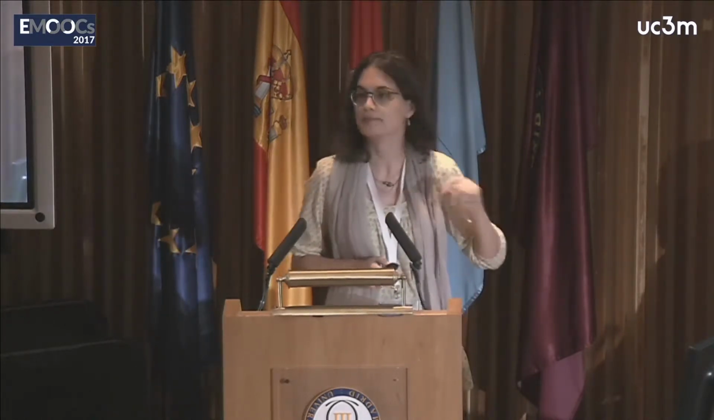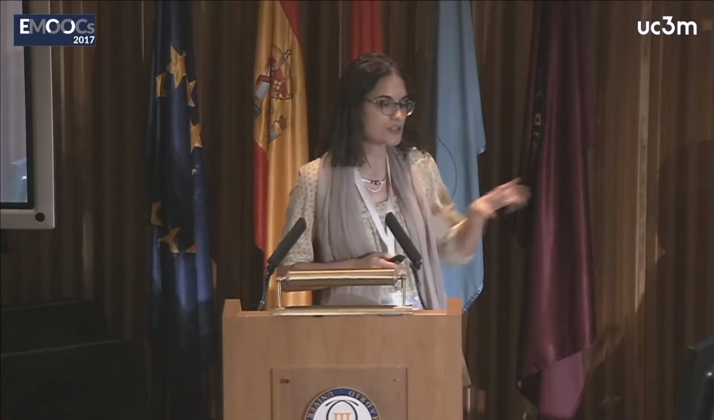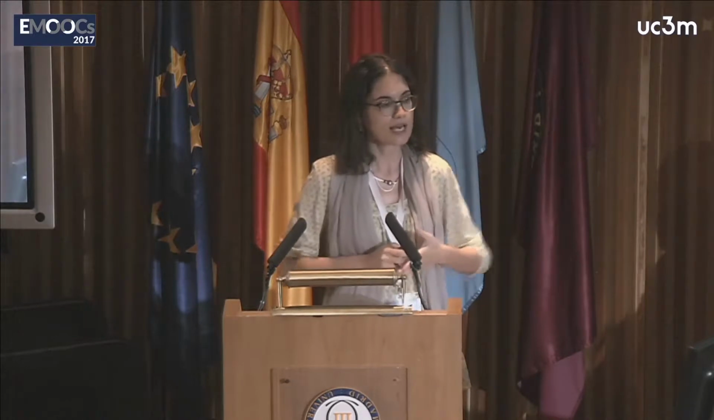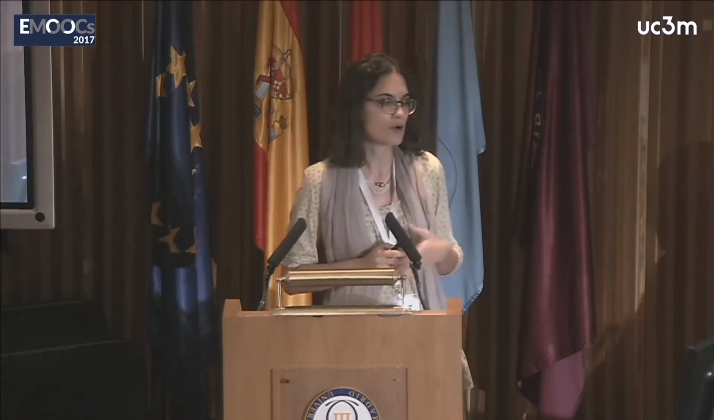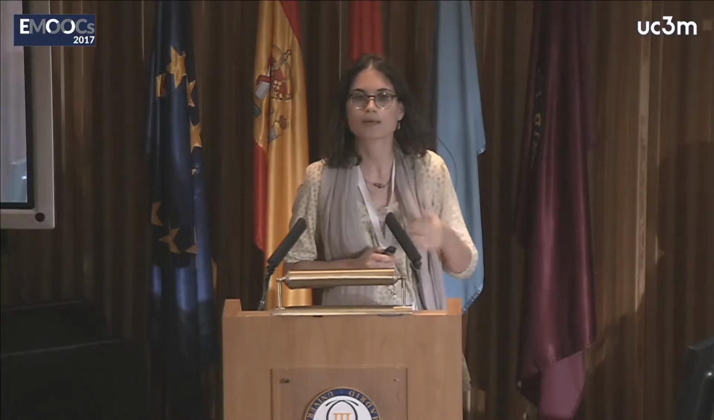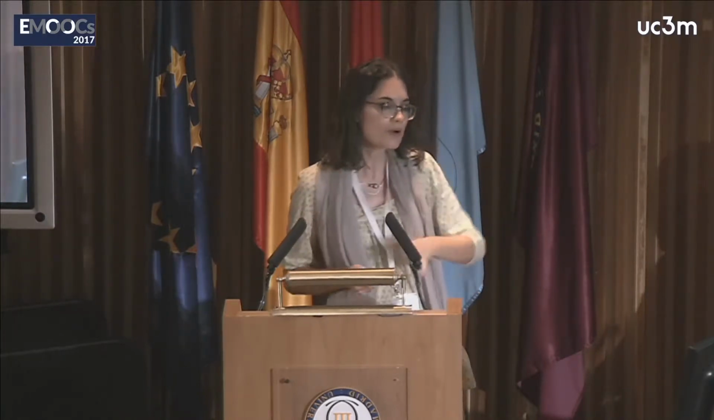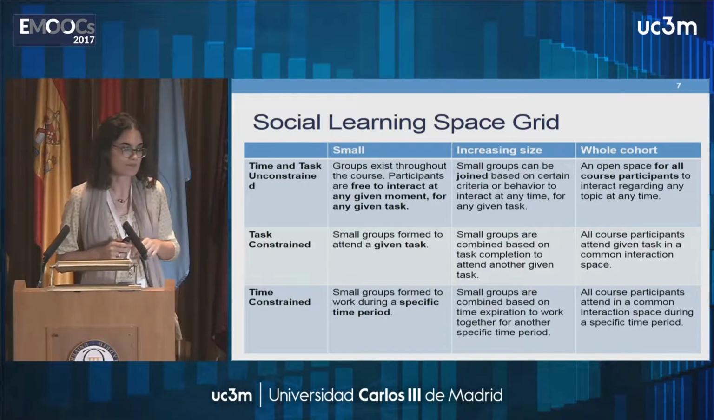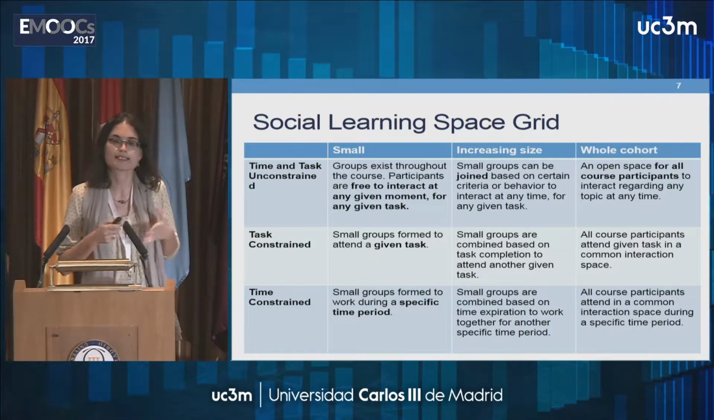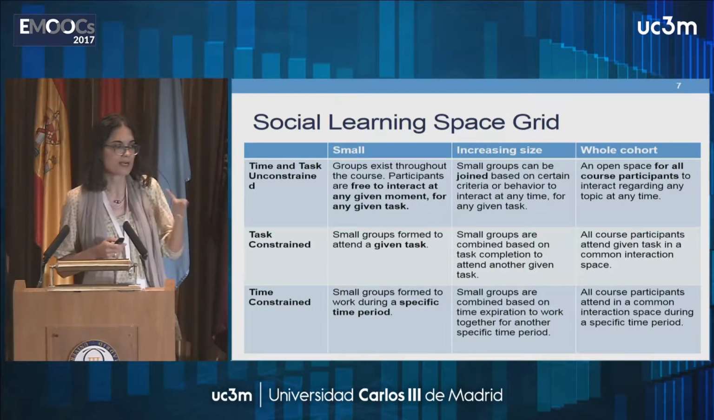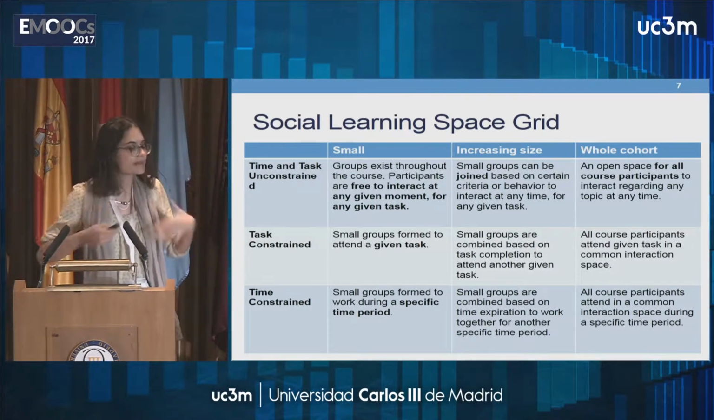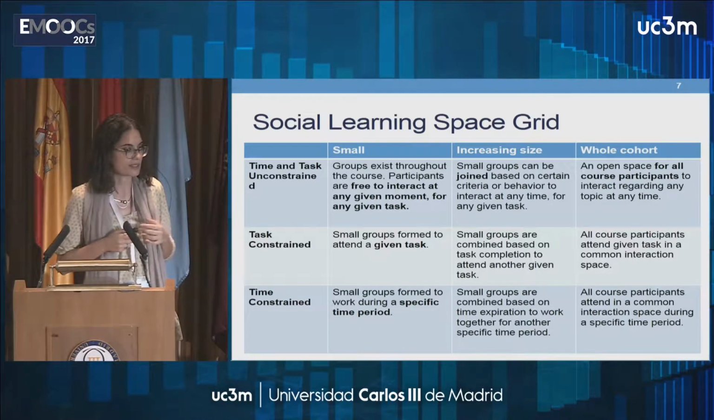So this is the framework, the social learning space grid. You see 2 different main dimensions. You have the dimension of the size of the group. You can go from small groups to the whole cohort of participants, so all participants in the MOOC, only a small group, or intermediate size groups, what we call groups of increasing size. For example, when you are merging small groups into larger groups so that they participate in a different space.